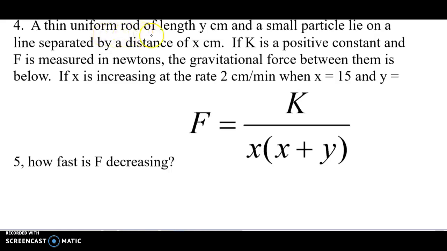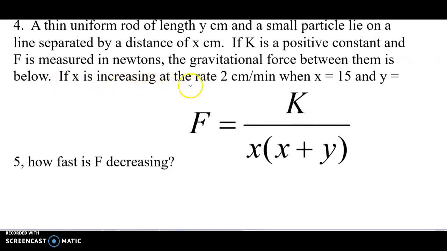A thin uniform rod of length y centimeters and a small particle lie on a line separated by a distance of x centimeters. If k is a positive constant and F is measured in newtons, the gravitational force between them is below. Don't forget k is a constant.